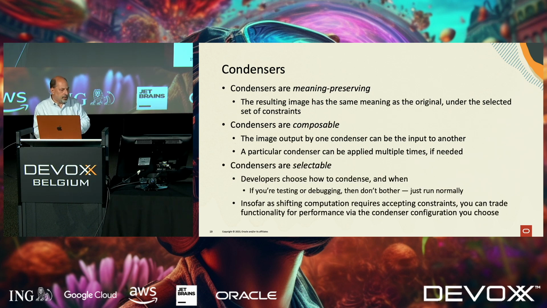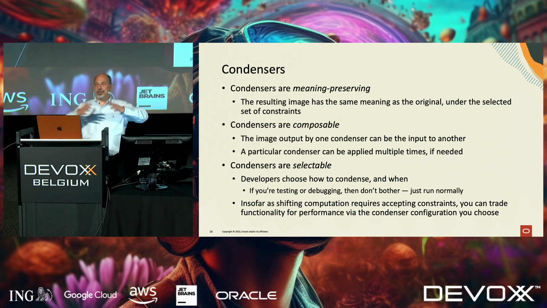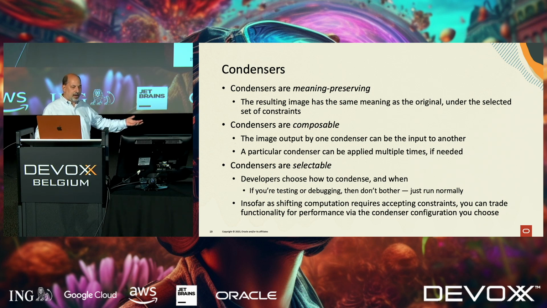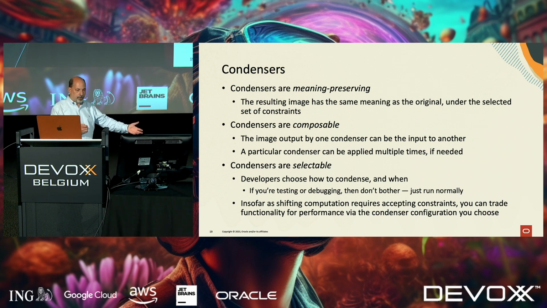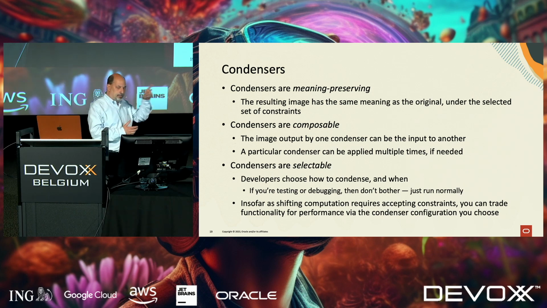The limitations on condensers is they have to be meaning preserving. They can't do arbitrary transformations of the semantics of the program. The resulting image has to have the same meaning under the selected set of constraints. We want condensation to be composable, so that you can feed the output of one condenser into the input of another, potentially multiple times if you have to.